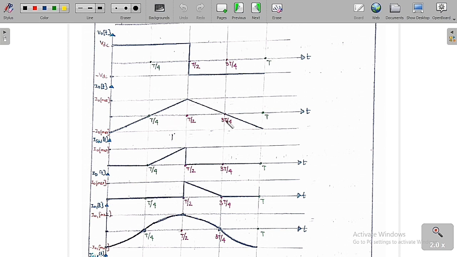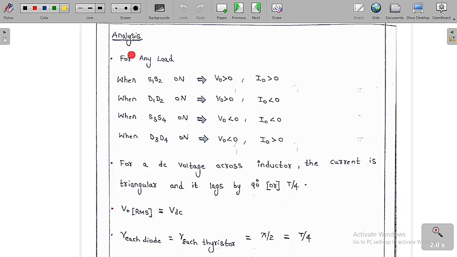From T by 2 to 3T by 4, the output voltage is negative but the output current is positive. This is possible only when D3, D4 are on. Similarly, from 3T by 4 to T, the output voltage and the output current both are negative. This is possible only when S3 and S4 are on. So now we know the ranges where each switch is on, and I am going to do the analysis of this circuit.